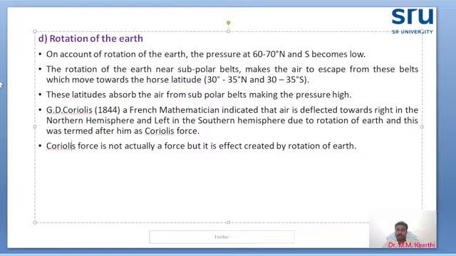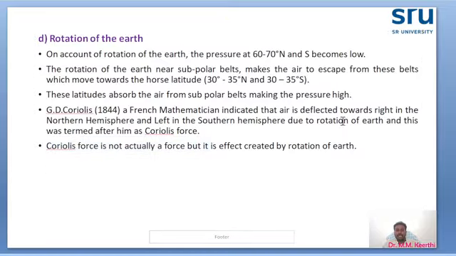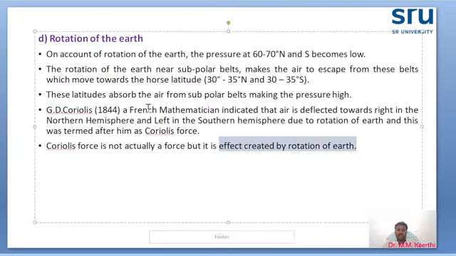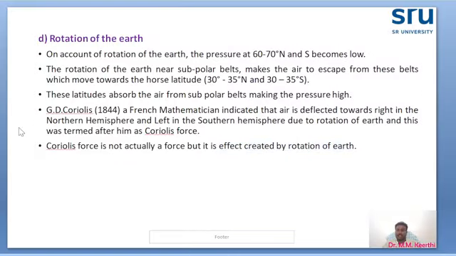So in this slide, you have to remember that high pressure will be there around 30 to 35 degrees in the northern and southern hemispheres. Low pressure will be recorded around 60 to 75 degrees north and south. When we talk about Coriolis, air will be deflected towards the right in the northern hemisphere and to the left in the southern hemisphere. This occurs due to the Coriolis force, and the Coriolis force is not an actual force. It is created by the rotation of the earth.